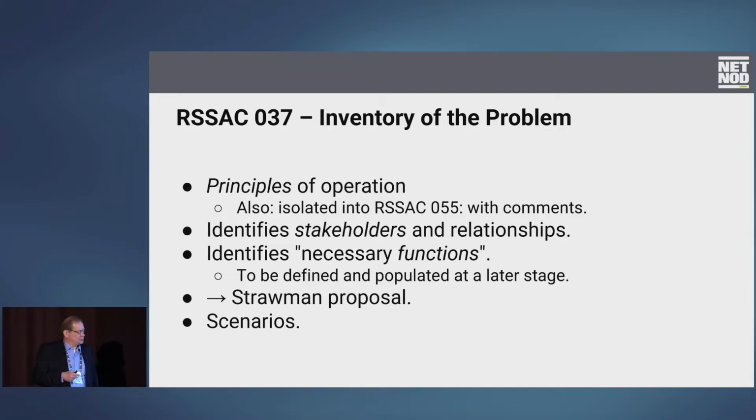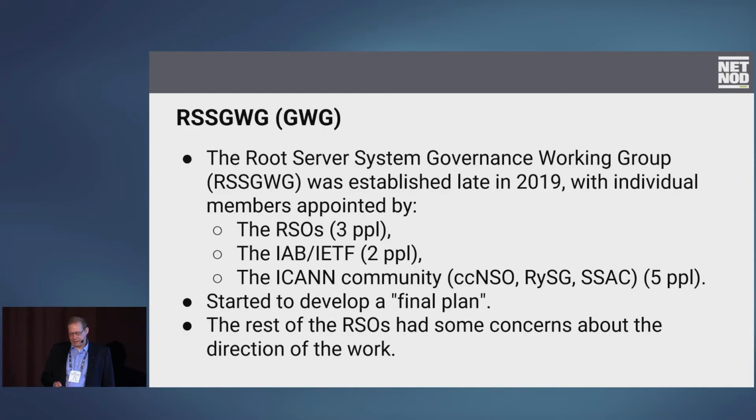In addition to all this, we also created a number of scenarios. These are things that we believe will happen in the future. We need to create a new root server operator. How will that happen? Given the functions that we have defined and given the principles of operation and the stakeholders, what is the process through this model? And we did that for a couple of scenarios and baked that into this document, RSAC 37, which we then sent to the ICANN board.